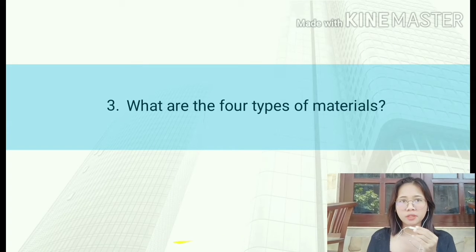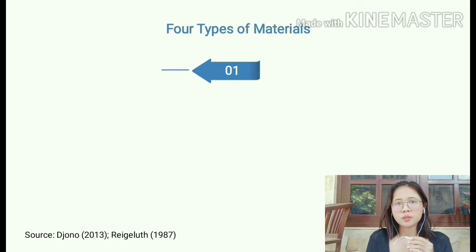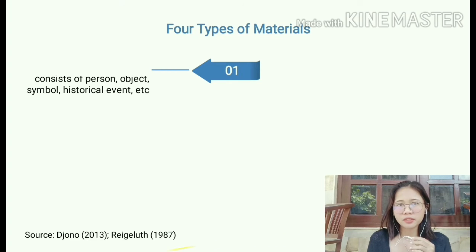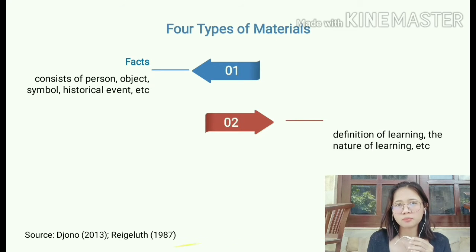The question number 3. What are the 4 types of materials? So the declarative and procedural knowledge are developed into 4 types of materials. The first one is facts. The materials of facts are the materials that consist of persons, objects, symbols, historical events, and etc. So the materials of the facts can be in the form of name of object, place and people, historical events, the name of the part or components of an object, and so forth.